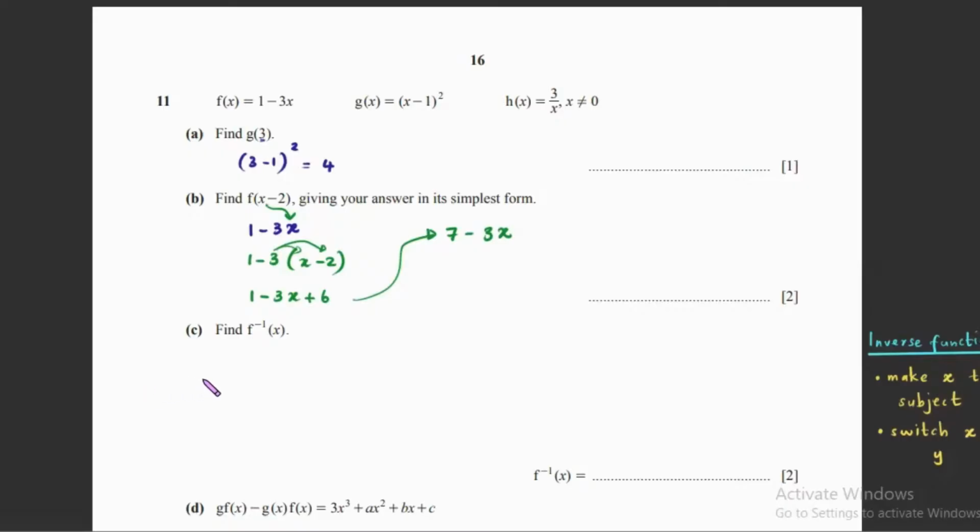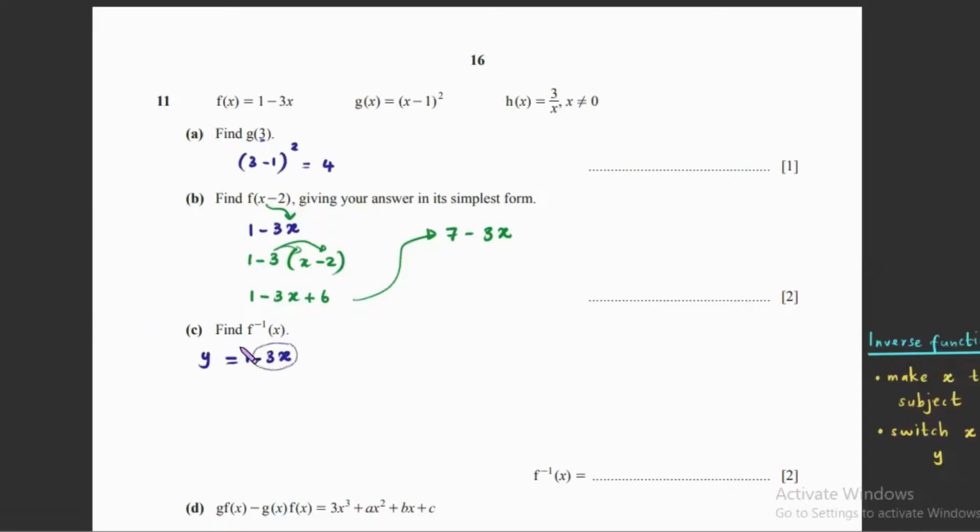The next one is to find the inverse function of f. So the f of x function is given to us as 1 minus 3x. So I can write this as equal to y. If we are to find the inverse function, we first need to make x the subject and then switch x and y. To make x the subject, I can bring the minus 3x to the other side.